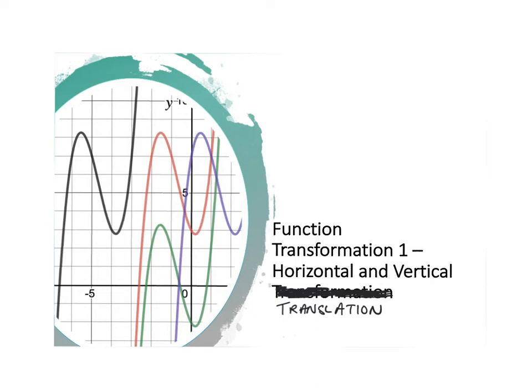So what we are looking at today is the first transformation, which is horizontal and vertical translation. This is the basic one that you should know, which is left and right, up and down. We're going to look at transforming functions. This is important so you know what we're doing, because I'm pretty sure there will be one question in the exam on that.